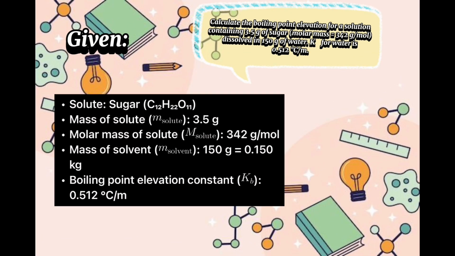These are the givens. First is the solute, which is sugar, C12H22O11. Mass of solute is equal to 3.5 grams. Molar mass of solute is 342 grams per mole. Mass of solvent is 150 grams or 0.150 kilograms when we convert. Boiling point elevation constant, or K_b, is equal to 0.512 degrees Celsius per molality.